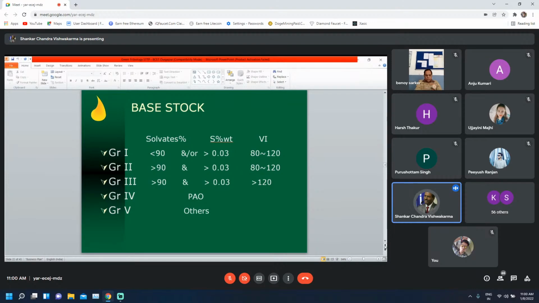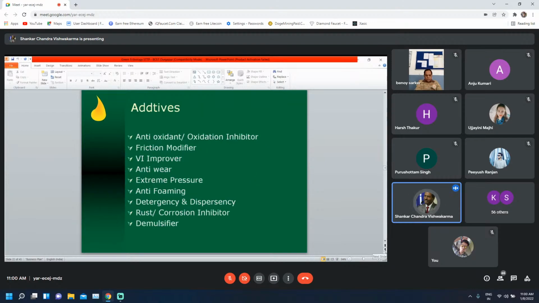So many things are added. So let us talk about the additives. These are the additives which are very, very essential for the lubricant which we are using in different machineries, maybe an engine, or maybe transmission or gearbox, maybe in a hydraulic system. So let us see the additives. I have enumerated a few of them.